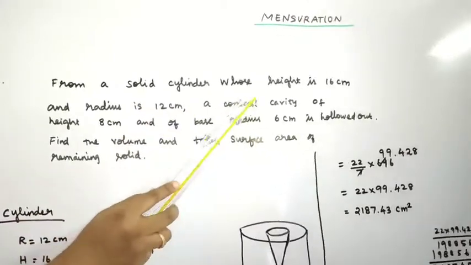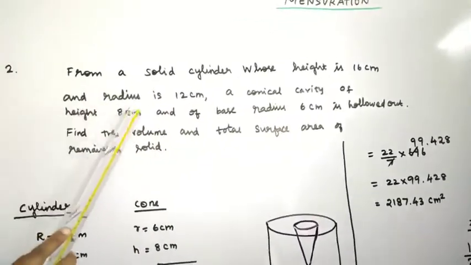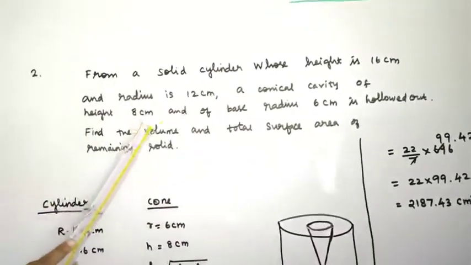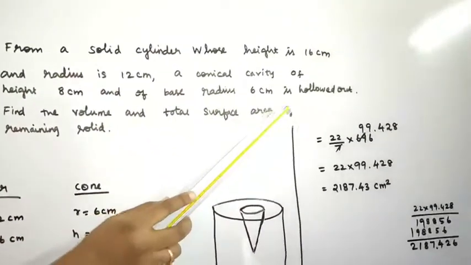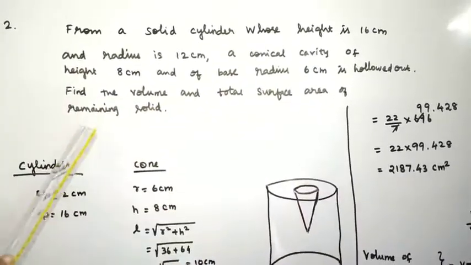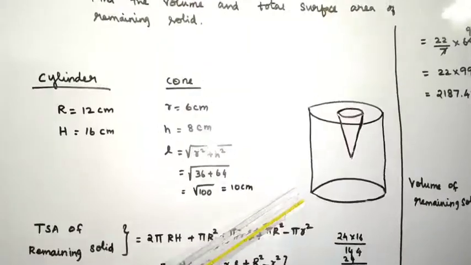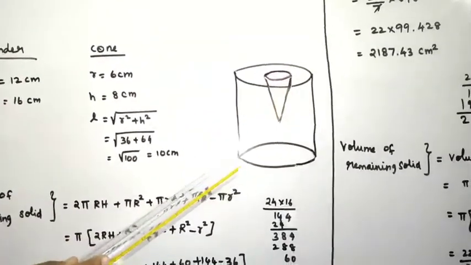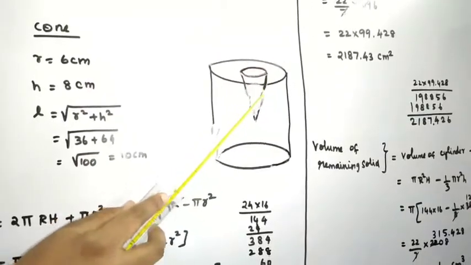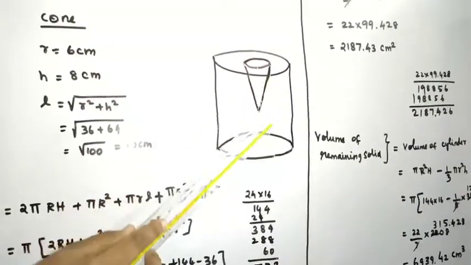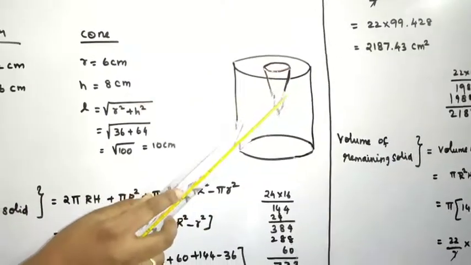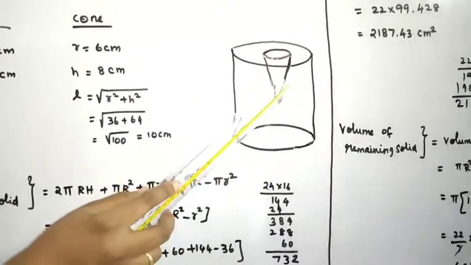A solid cylinder whose height is 16 centimeter and radius is 12 centimeter has a conical cavity of height 8 centimeter and base radius 6 centimeter hollowed out. Find the volume and total surface area of the remaining solid. So consider one cylindrical block, means wooden block, from which they are cutting a cone of radius 6 centimeter and height 8 centimeter. They can cut even in the corner also, but a conical cavity is here.